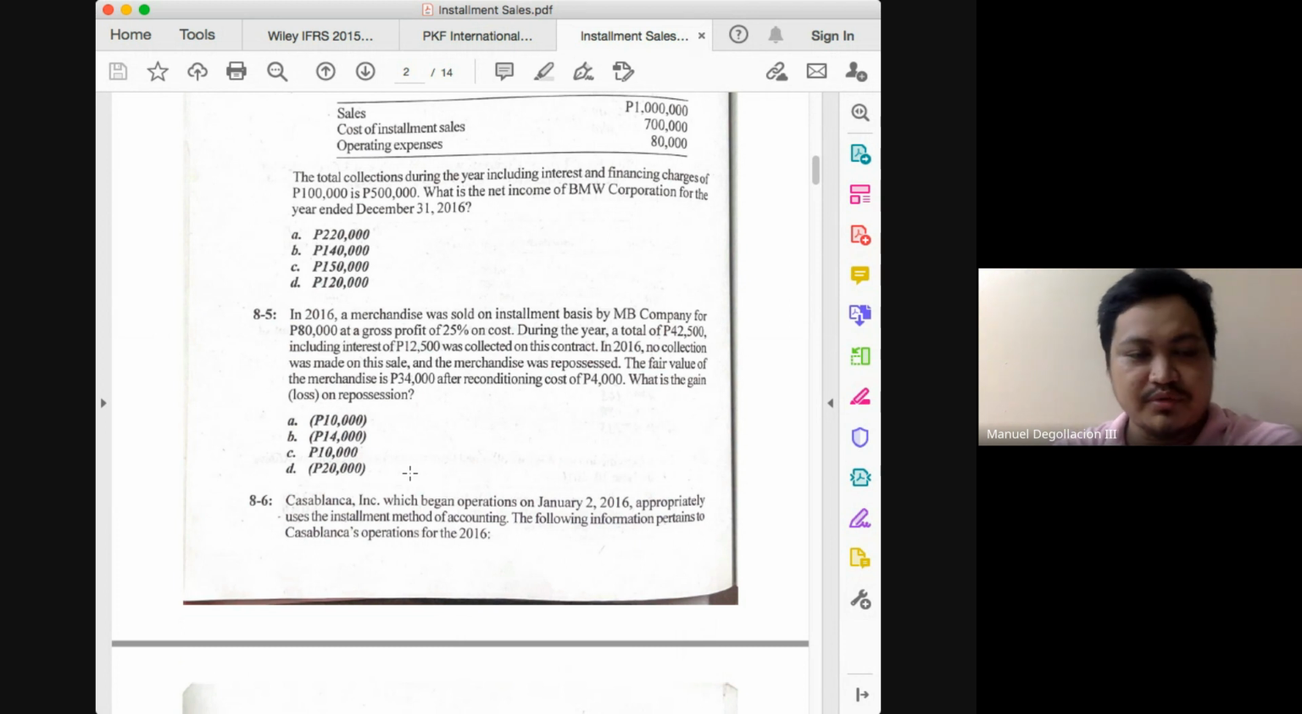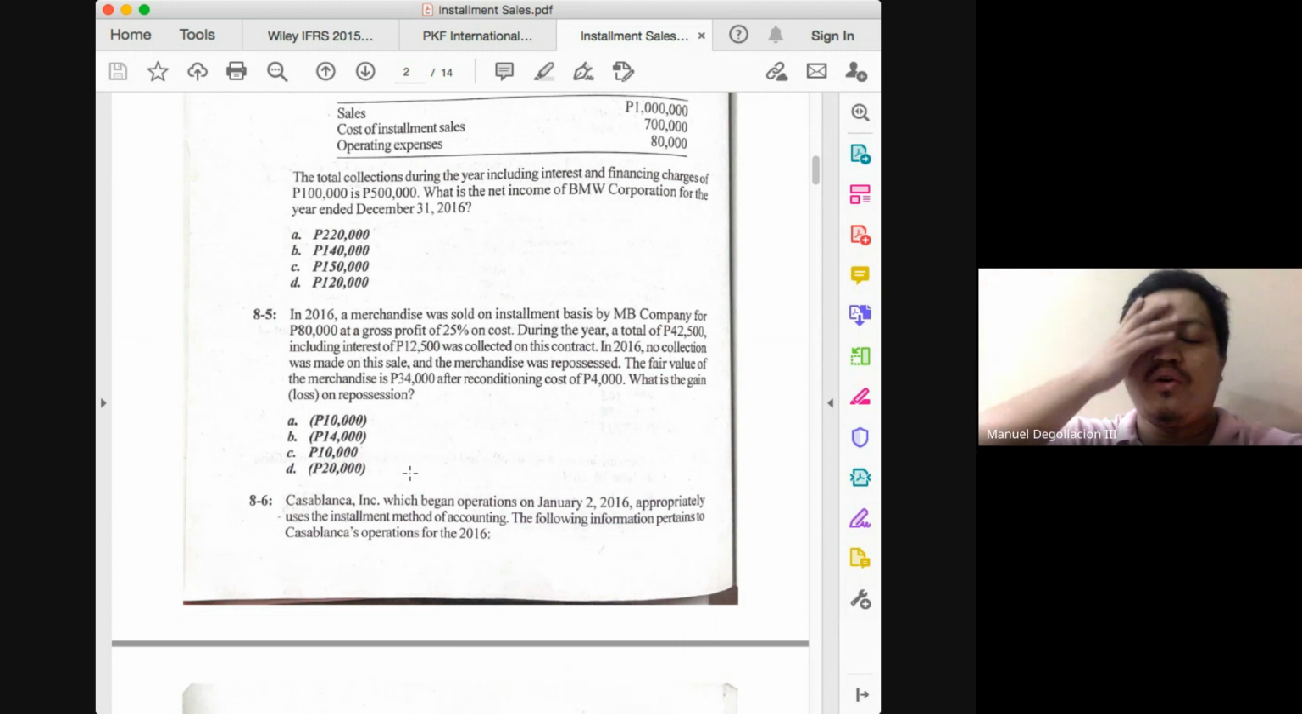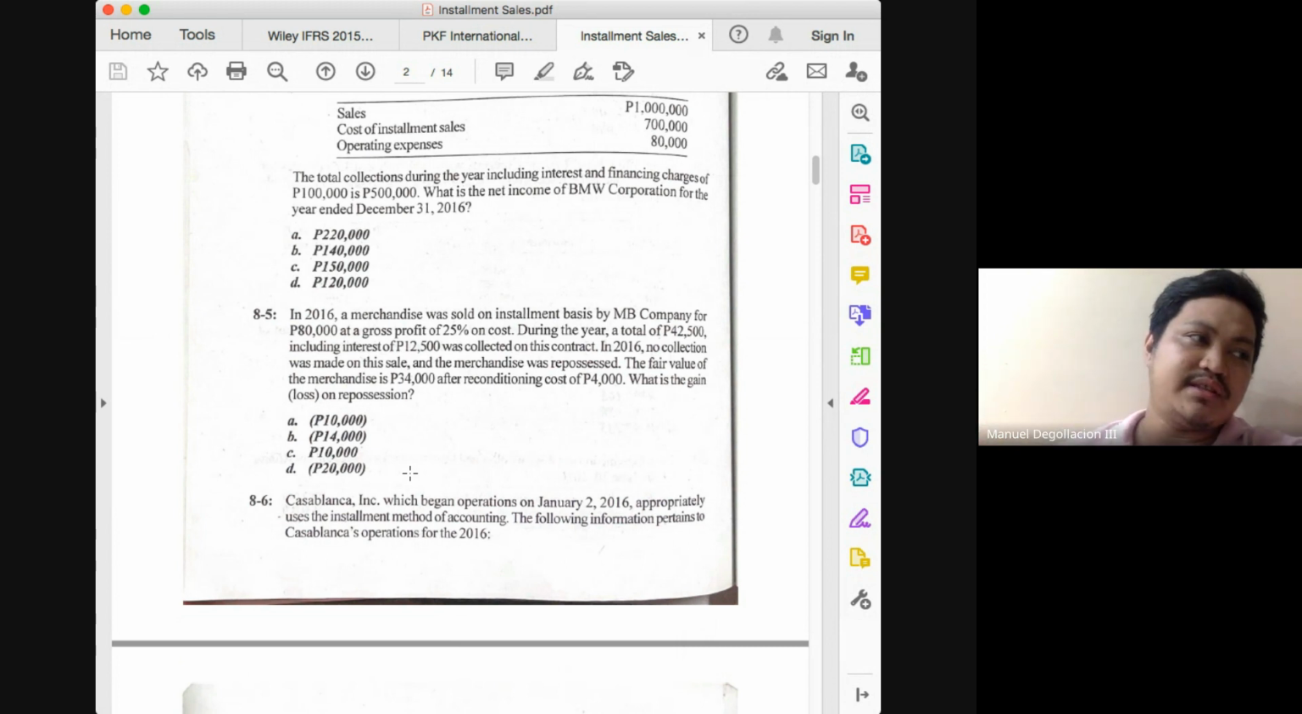What is the gain or loss on repossession? If you're asked for gain or loss on repossession, you only need two things. Number one, the market value before reconditioning cost for your repossessed merchandise, and number two, the unrecovered cost. Okay, basically, the unrecovered cost is the cost component of your receivable that you can no longer collect. Okay, every time you make a collection, we will allocate that amount to the recovery of the cost of the item sold and the profit that we will have to recognize.